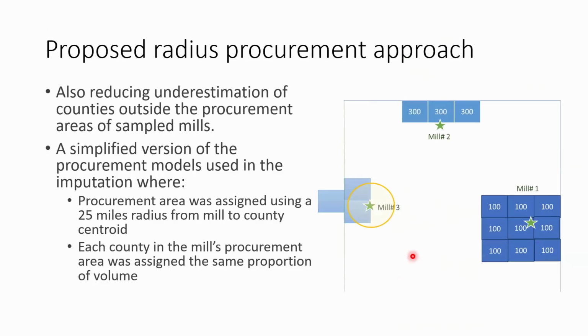We also explore another approach that also reduces the bias, which is the radius procurement approach. This is a simplified version of the procurement model used in the imputation. So we assign the procurement area and procurement distance to a 25 miles radius from the mill to counties. And we assign the same proportion for each county in the radius.